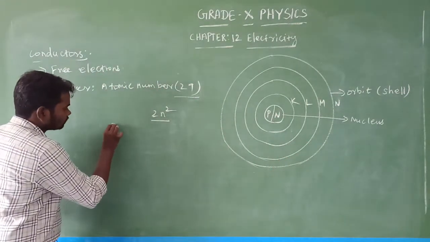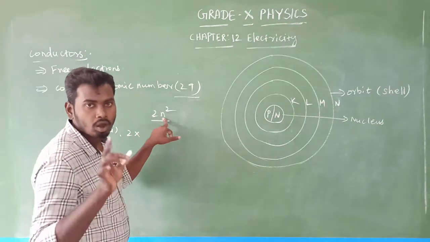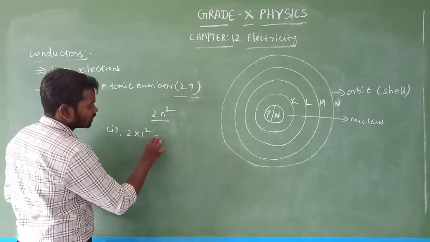So first, use this formula: 2 into n squared, where n is the number of the orbit. Take the first orbit. So what will be here? 2 into 1 squared, which is equal to 2.